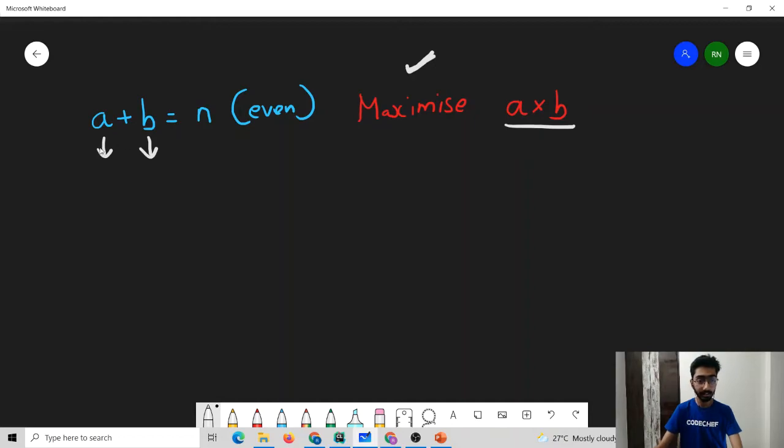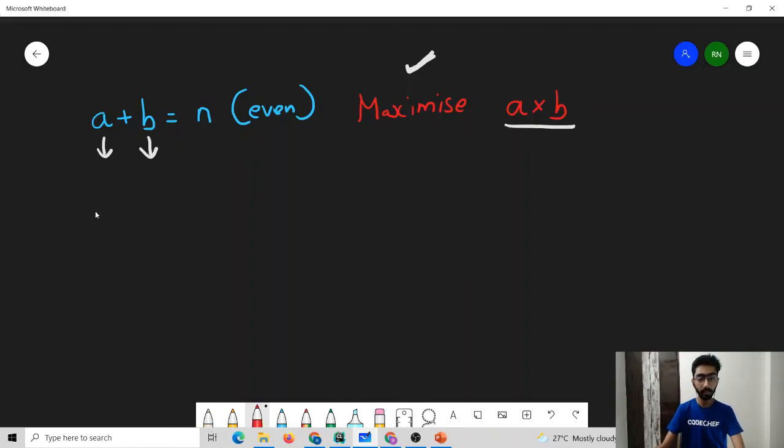There are also a few constraints in this problem. The constraint is that a plus b should be equal to n. So not every value of a, b is going to be feasible. There is some set of a, b values which are feasible. And among all those, there will be only one value which will be our optimum solution, because that one value will maximize our a times b value.